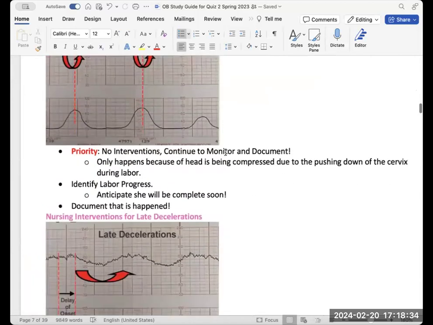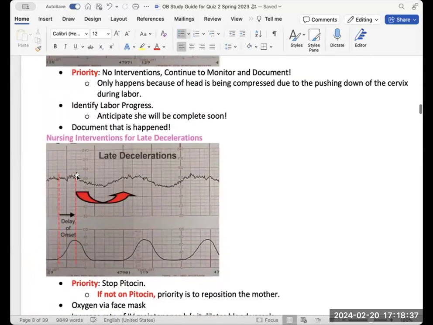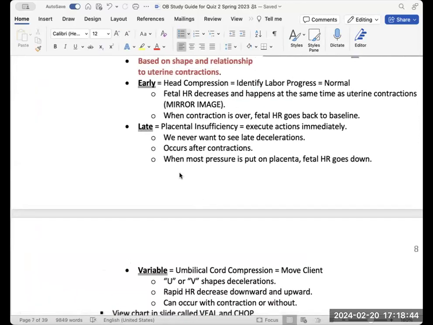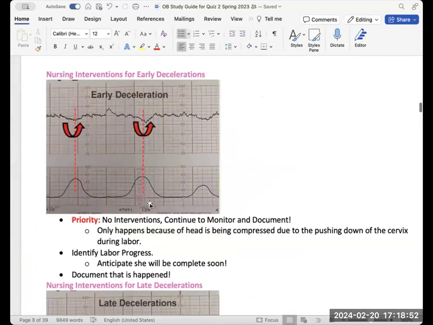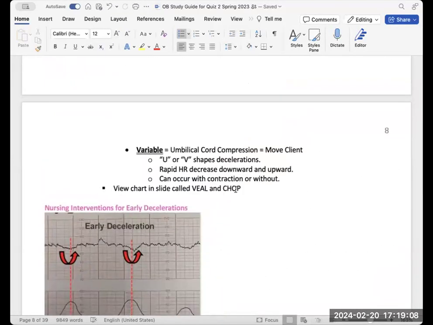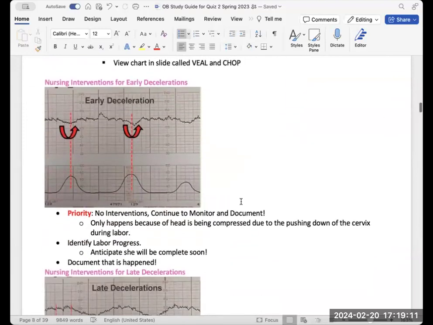We see late decelerations, which are typically decelerations occurring after the uterine contraction. Not good. The fetal heart rate is going down and it's not good. Whereas in early decelerations, they're occurring with the uterine contractions, which is fine because it's a part of the normal labor process, and the heart rate goes right back to where it's supposed to be when that contraction is over. Compared to late decelerations, that's not the case. So we know VEAL CHOP. Now we're going to look through more examples with pictures.